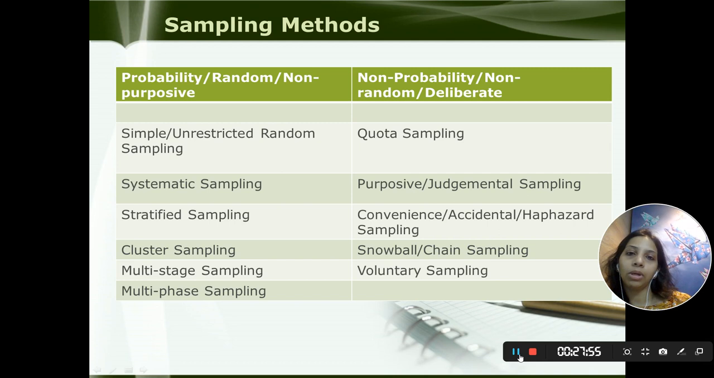And second is non-probability or non-random or deliberate sampling. This can be considered a less genuine, less scientifically sound kind of sampling, because it is somewhat based on the discretion of the investigator. So what are the different types of probability or random sampling? Simple or unrestricted random sampling, systematic sampling, stratified sampling, cluster sampling, multi-stage sampling, and multi-phase sampling. Non-random sampling involves quota sampling, purposive or judgmental sampling, convenience or accidental or haphazard sampling, snowball or chain sampling, and voluntary sampling.